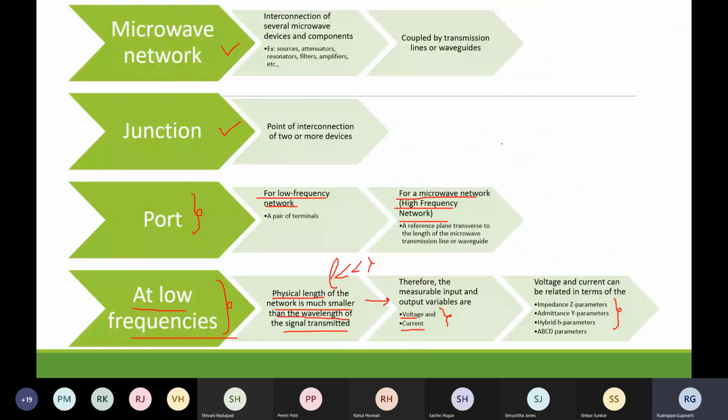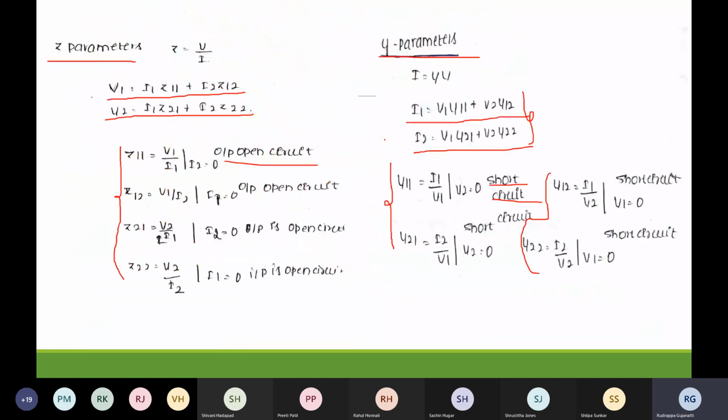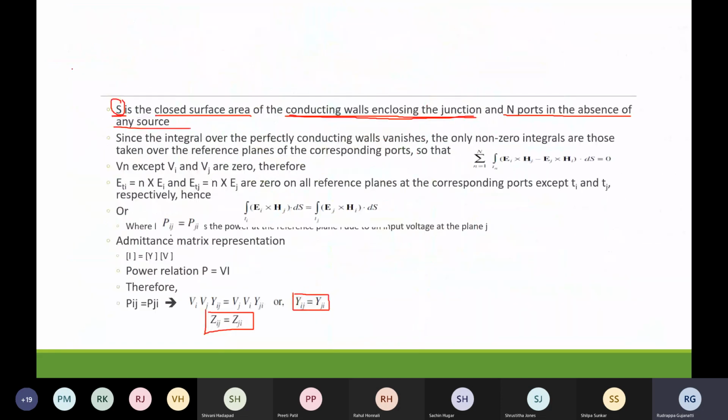Here we had discussed what is actually meant by a junction. A junction is the interconnection of two or more devices. It is a point at which two or more devices are connected. So that is what we are looking at.